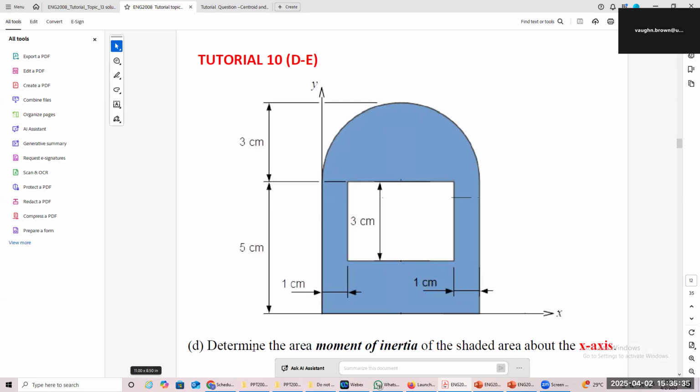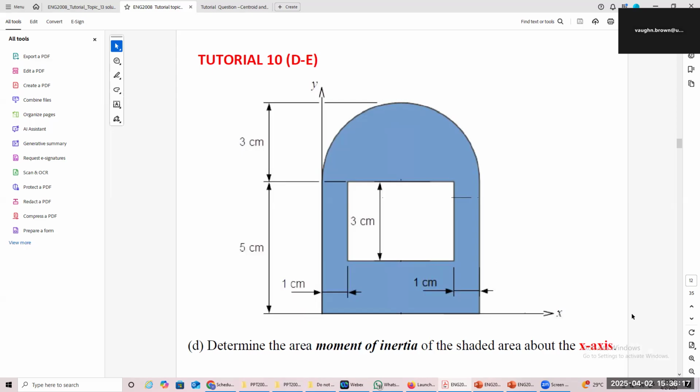So here now, you're going to determine the area moment of inertia of the shaded area about the x-axis. All right? Can somebody tell me how you're going to approach this one? Before we even start, how is it that we're going to approach this one? You're still going to separate it into the different areas. So you're going to have the semicircle, the void area, and the big rectangle.